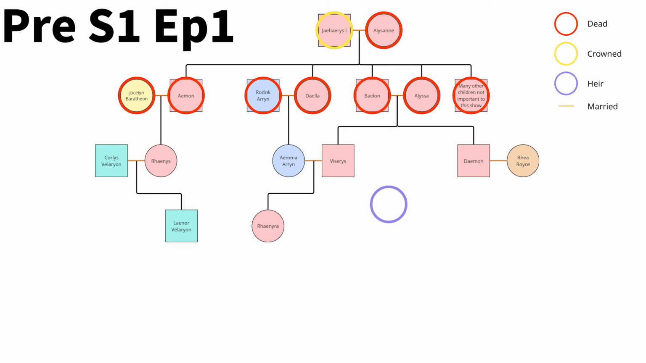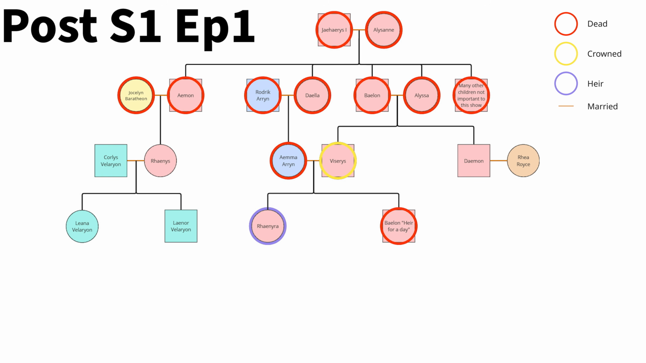The circles, red circle indicates that person is dead. Yellow circle indicates that person is king or crowned. It'll get complicated once Rhaenyra and Aegon are both going at it. And the purple circle is who's heir. Right now, the purple circle is not on anyone because pre-season 1, episode 1, they're having the council to determine who should be heir. Mainly, it's between Viserys and Rhaenys. We know Viserys wins.